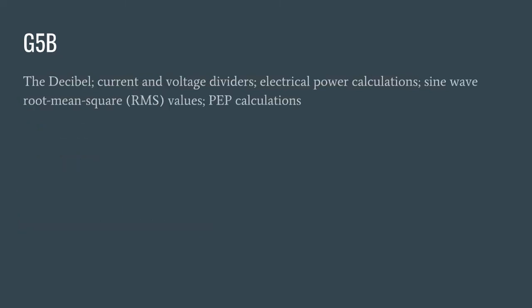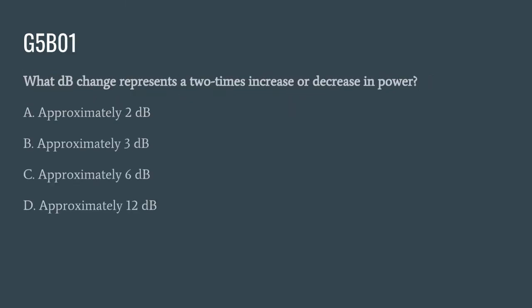On to G5B, covering the decibel, current and voltage dividers, electrical power calculations, sine wave, root mean square values, and PEP calculations. G5B01. What dB change represents a 2 times increase or decrease in power? A. Approximately 2 dB. B. Approximately 3 dB. C. Approximately 6 dB. Or D. Approximately 12 dB. Correct answer here is B. Approximately 3 dB.